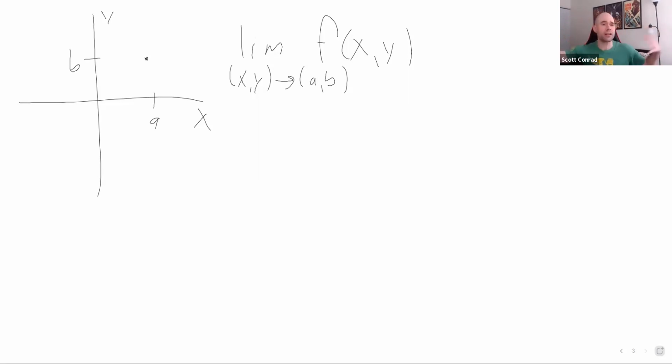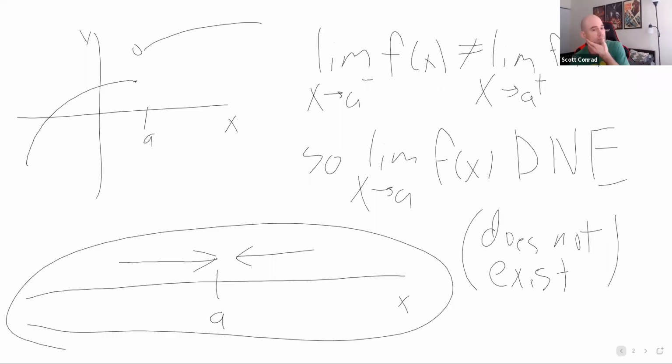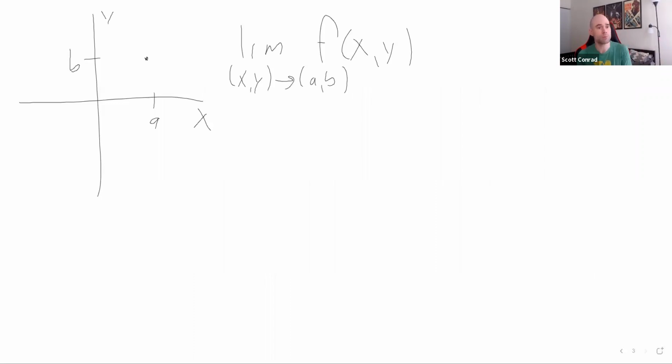So if we were actually looking at the graph of this, this would be the surface z equals f of x, y, and it would live in R3. But now we're just going to look at where the points that we're plugging into this live. Like this was the real line where the points that we plug into functions of one variable live. This is the plane where the points we plug into functions of two variables live. So we want to approach (a, b).